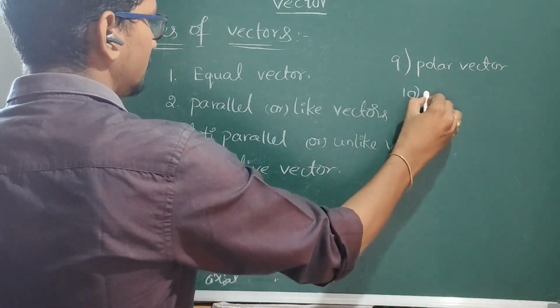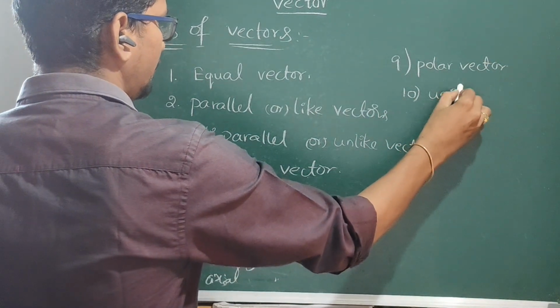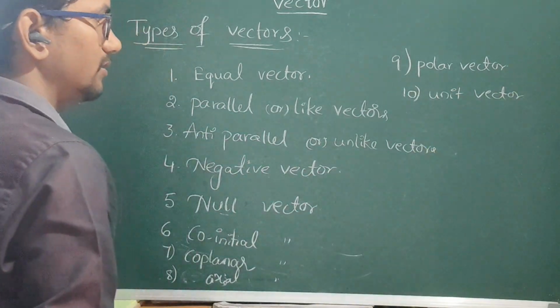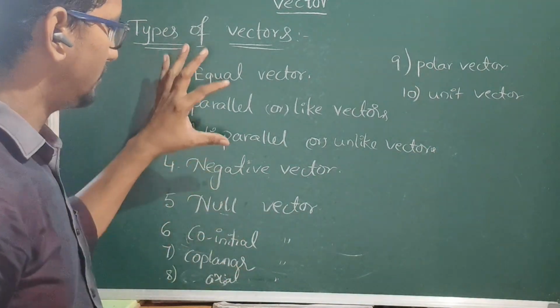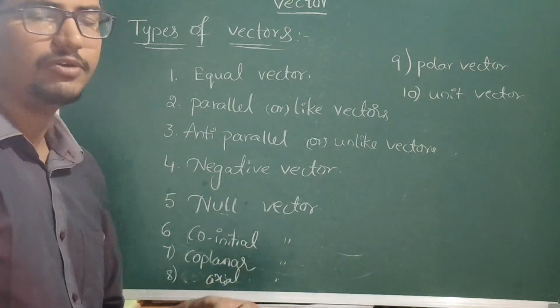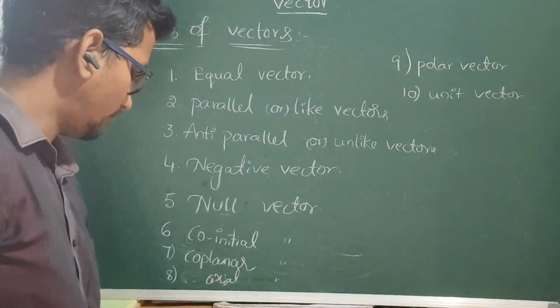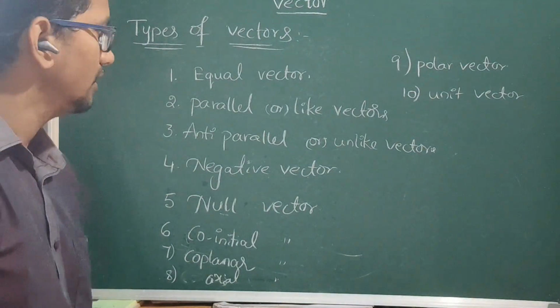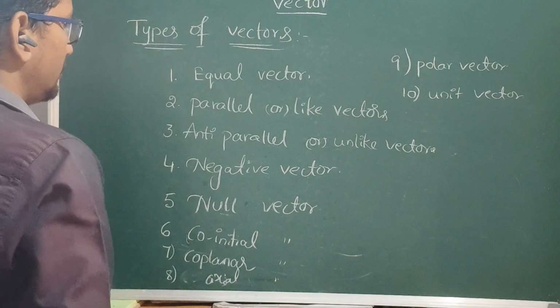Last one is unit vector. This is a very important topic we need to learn. These are the different types of vectors. First of all, one by one we can learn it. What is the meaning, and with examples also we'll discuss. The first one we'll discuss now.